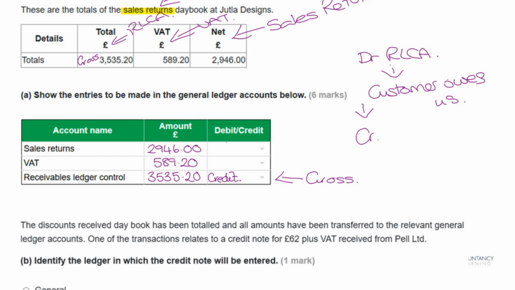So straight away we can see that because we need to make sure our credits and our debits equal, the other two are going to have to be debits to make this entry equal. But why is it a debit? The sales return is an expense account, so it's an expense to the business for the customer returning items to us. So that's going to increase. So when we look at our debit-credit rules, our expenses are on the debit side, so when they increase, we debit them.